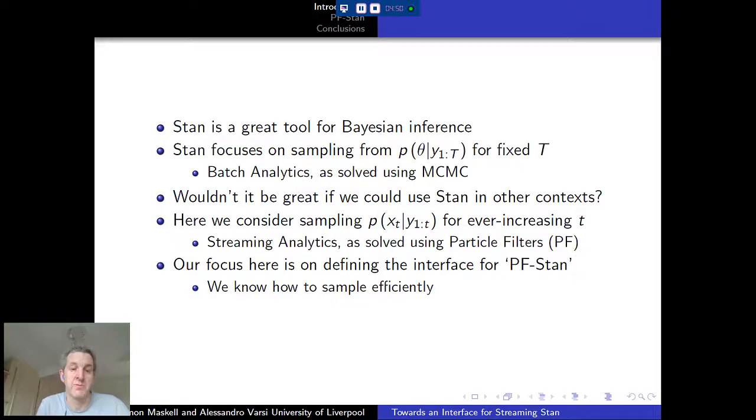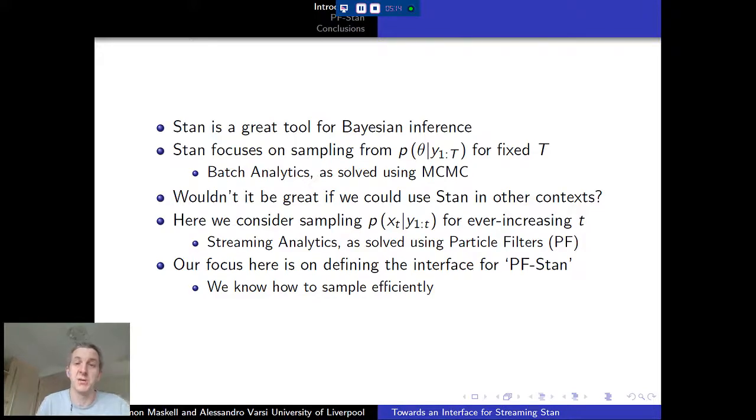As time evolves, we're going to change what it is we want to know, and we want to keep on figuring out what we know from all the data we've ever seen. Now that's a form of streaming analytics and can be solved using particle filters, abbreviated PF. So our focus here is on defining the interface for a particle filter variant of STAN. We call that PF STAN.